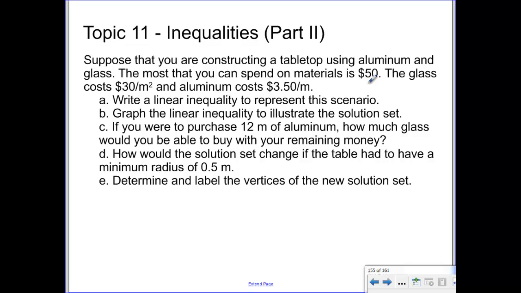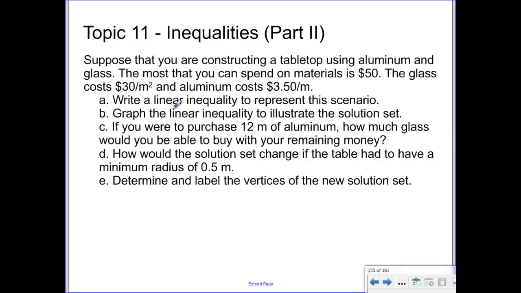So I'm going to give you some prices here. Glass costs $30 per meter squared, and aluminum costs $3.50 per meter. Okay. Let's say you built the largest table you could possibly build. You could build a table and spend all $50 worth. But maybe you don't want to spend all $50. Maybe you want to build a slightly smaller table and have some money left over. That's also an option.